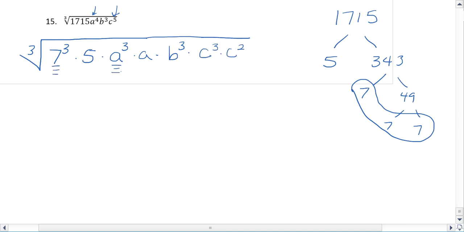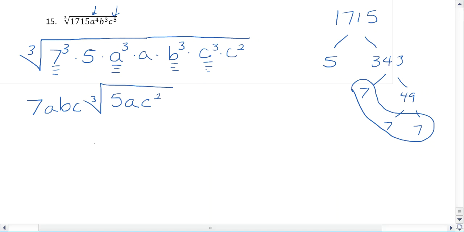Now I'm going to underline the perfect cubes that will come out in front, and the rest will stay behind. So the 7 comes out in front, this a does, the b does, and the c does. And the things that remain under the third root sign are the 5, the a, and the c squared.